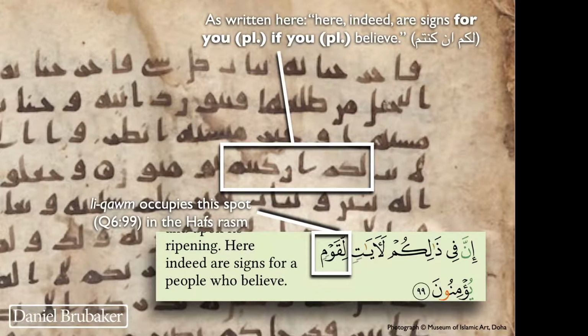In the text today it reads, "Fi dhalikum la'ayatin liqaumin yu'minun," which means, "Here indeed are signs for a people who believe." However, as it was written in this manuscript, it says, "la'ayatin lakum in kuntum yu'minun." Here indeed are signs for you, if you, plural, believe. So it is a difference. It does make sense, but it is not the way the text stands today.